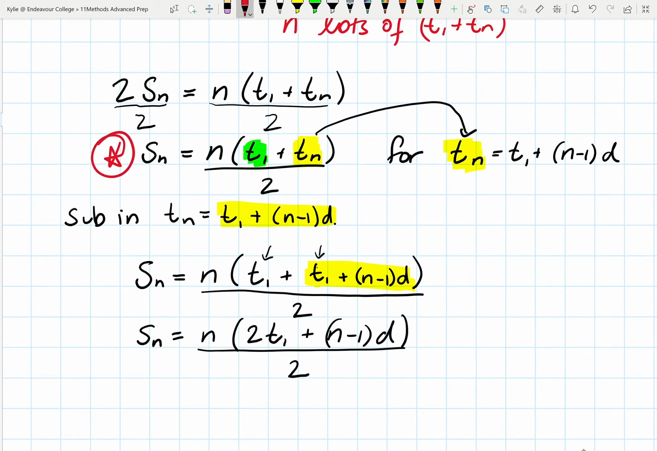One which uses the first term, the nth term, and n. The other one which uses the first term, n, and our common difference. So they both will prove useful. You need to make a note of both of them and when to use them. When do you use them? We'll go through some examples now.